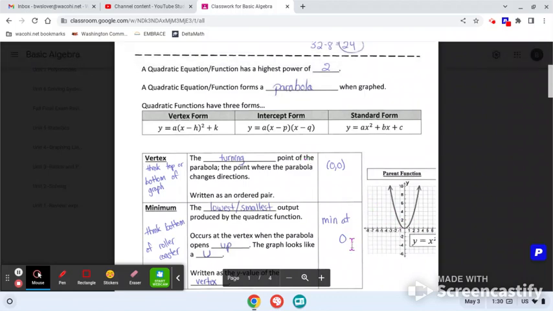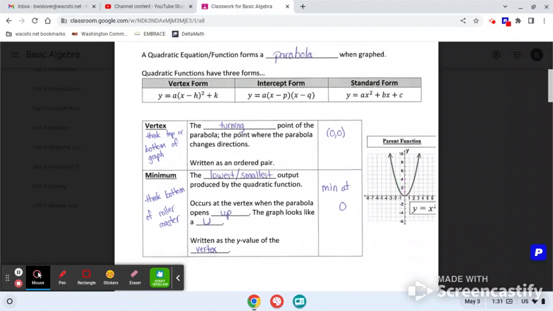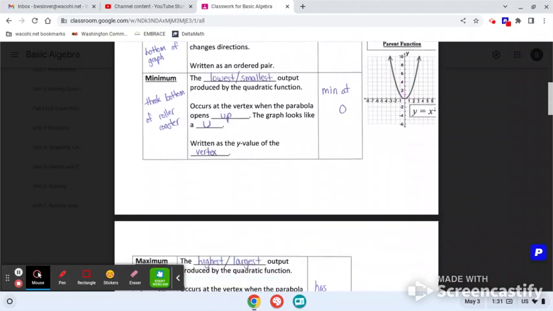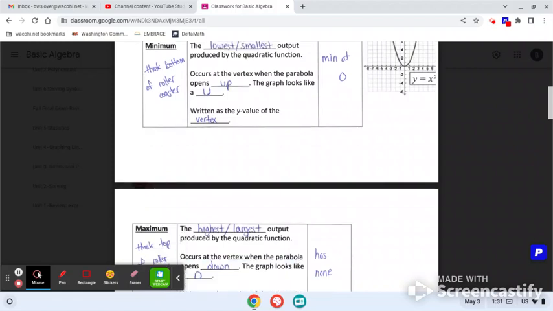The minimum, think the bottom of the roller coaster. This is the smallest or the lowest output produced by the quadratic function. It occurs at the vertex when the parabola opens up. So specific to this graph, 0 is my minimum. There is no graph below 0. My function is not graphed below 0, so that's why I have a minimum of 0. It is also the y value of your vertex.